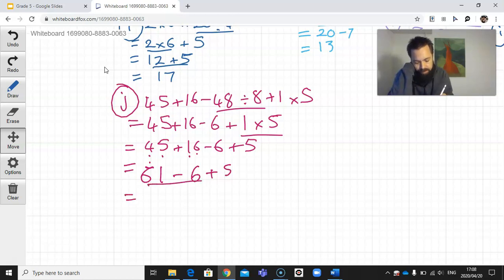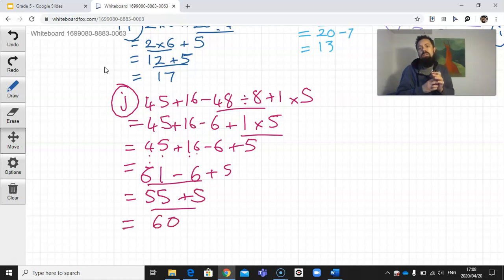Now I'm going to do this. 61 minus 6 is 55. Plus 5, only thing left to do, 60. And there's my final answer. I hope you did all right with those.